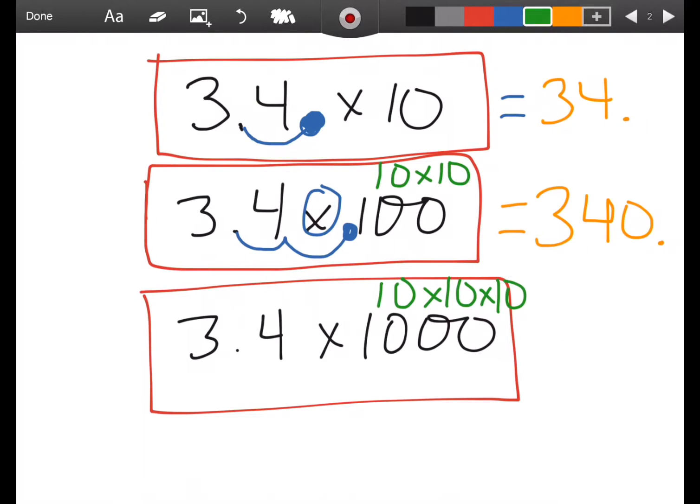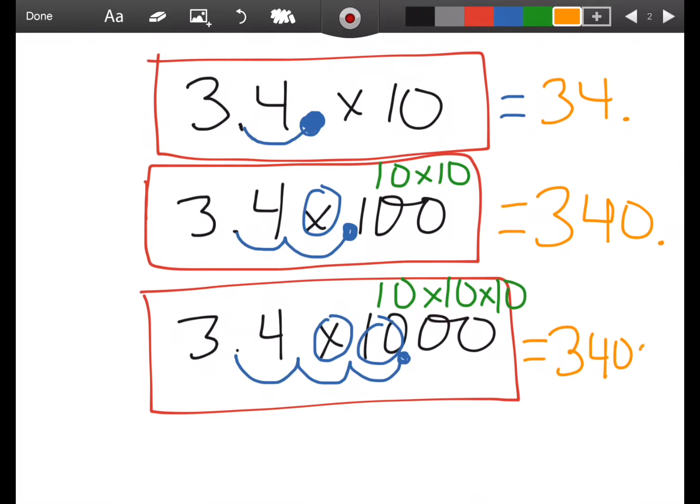Because of this, we know that if we multiply a number by 1,000, a quick way to figure it out would be to take this decimal and to move it 1, 2, 3 times. Because each time you move that decimal over, you're multiplying that number by 10. And if we multiply that number by 10 three times, that's the same as multiplying by 1,000. So we know now that the decimal is going to be here. And I'm going to place these zeros here to fill in the gaps. And that is going to tell us that 3 and 4 tenths times 1,000 is 3,400.